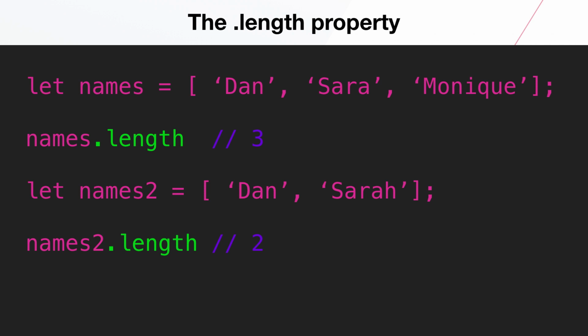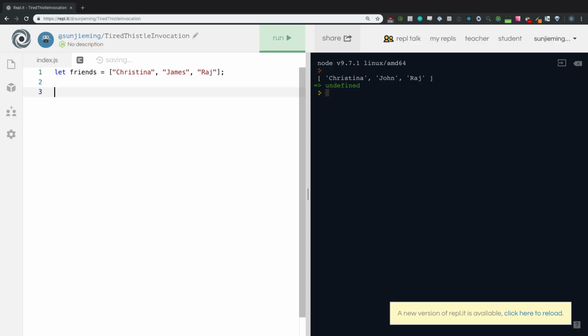You can see that the first one, names, has 3 names in that array. And the second one, names2, has 2 names in that array, so names2.length is going to return 2. All right, let's check it out. We have our friends array here. We see that Christina, James, and Raj are in it. If we say the name of the array, which is friends, and then .length, that's it. We run that, and it's going to give us 3.